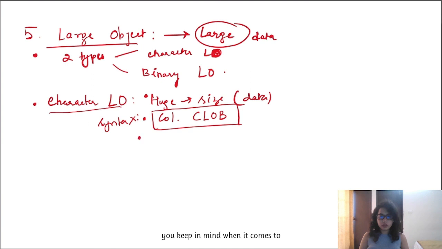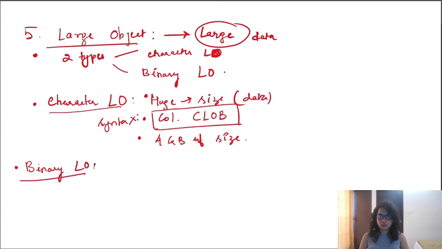Now, one more thing to keep in mind when it comes to character large object is that it can hold up to 4 GB of size. Now coming to the binary large objects. Here also you can hold up to 4 GB of size. It can hold up to 4 GB.